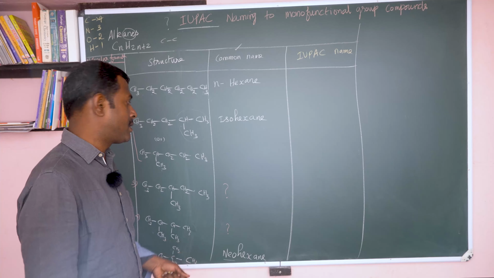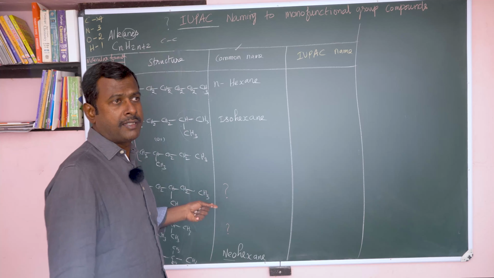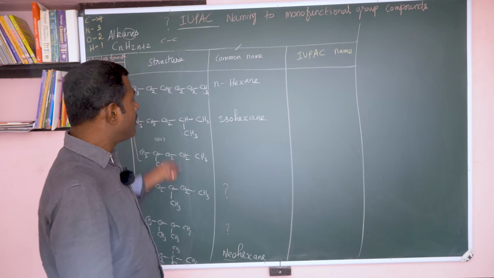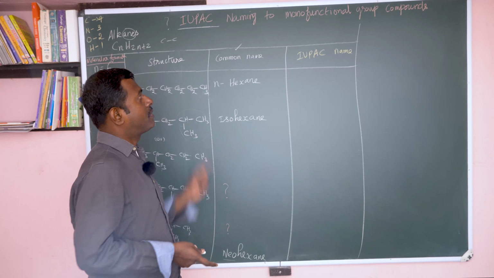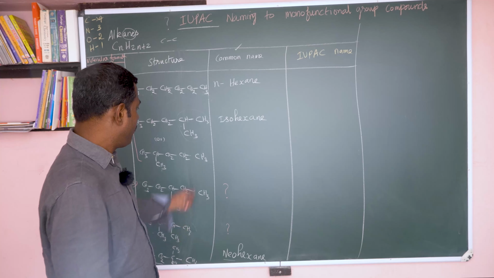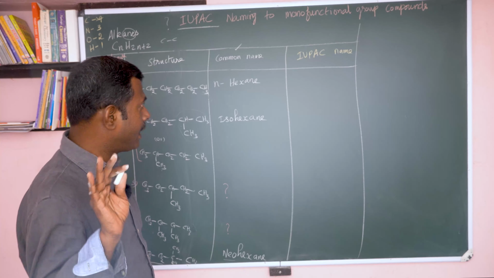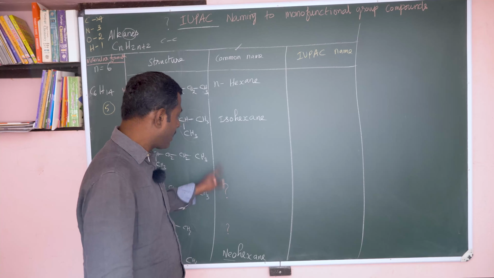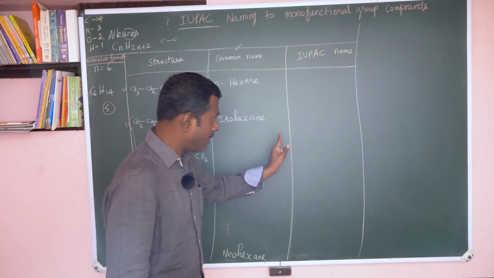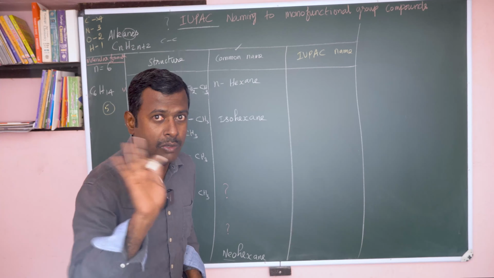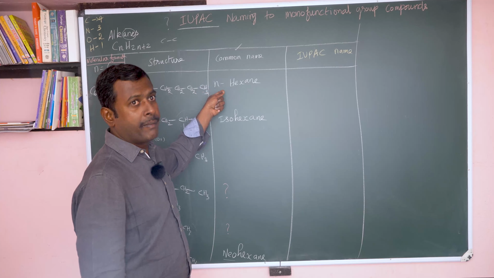Here the question arises: what should be the name for these compounds? Here the IUPAC, the International Union of Pure and Applied Chemistry, comes and gives some rules. Based on those rules, we give new names to the organic compounds for which we can't give common names. But one more thing to make clear: IUPAC names are not only for compounds that can't be given common names. We can give IUPAC names to compounds that already have common names as well.